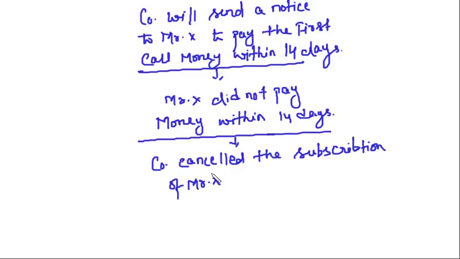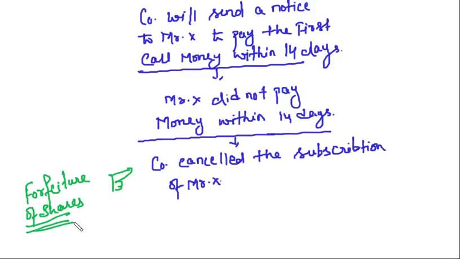First of all, company wanted to raise, they allotted the shares to Mr. X. Right, Mr. X now hasn't paid the first call money. What the company says? Company says we cancel your subscription to the shares of our company. So company cancelled the subscription of Mr. X. This cancellation is known as forfeiture of shares.